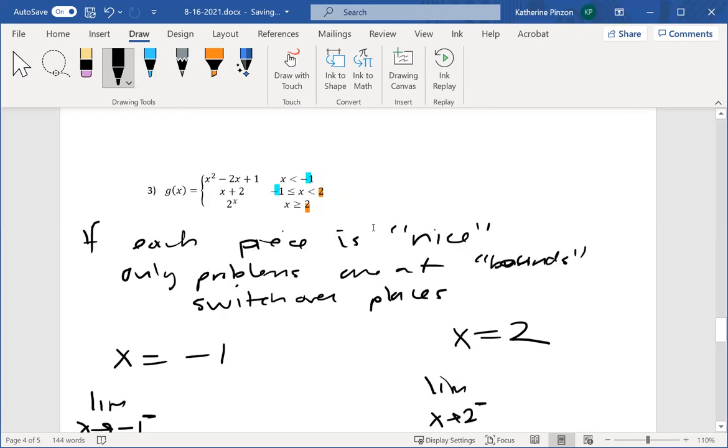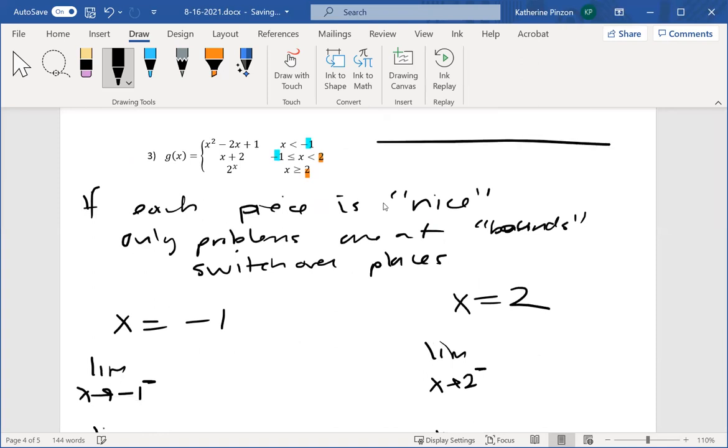To do that, I have to decide. Here's -1. If I'm coming towards -1 from the left, I'm using the numbers that are smaller than -1. Agree? Which piece of the function do I use if I'm using the numbers that are smaller than -1? The first piece, the top piece, right? The top piece says use this if your x values are less than -1. So when I'm coming to -1 from the left, I'm going to use this function, x squared minus 2x plus 1.